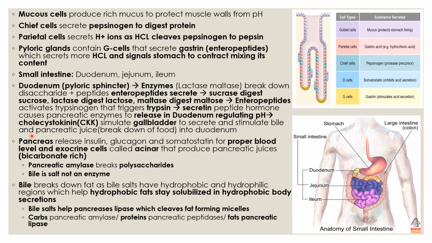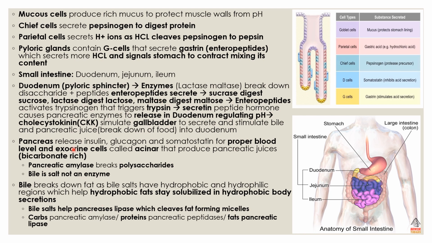And then next you have CCK, or cholecystokinin. Cholecystokinin stimulates the gallbladder to secrete bile and pancreatic juice to break down food in the duodenum. And like I said, CCK is in response to fat and protein in the food, and it kind of hits up the gallbladder, like, yo, secrete and stimulate bile and pancreatic juices so I can break down food.